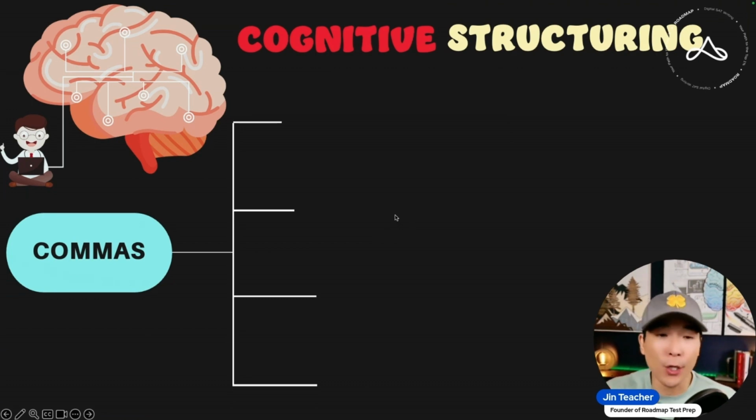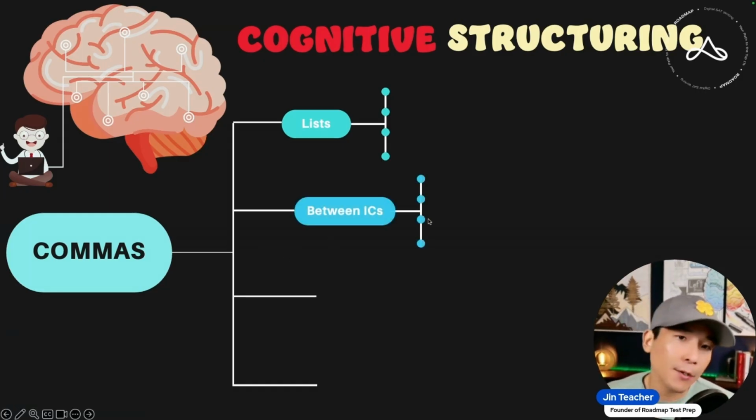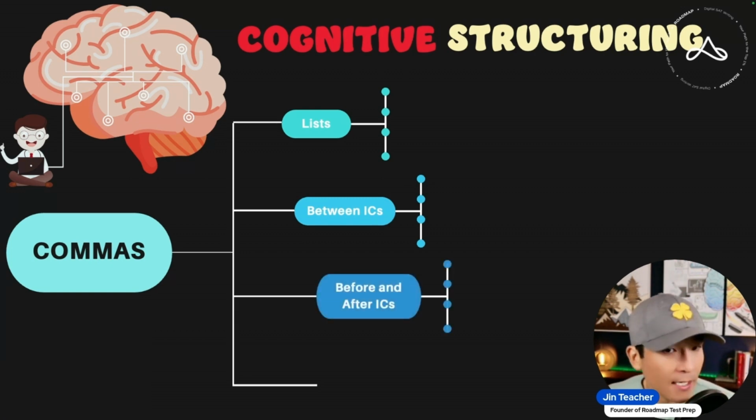Well, instead of just learning comma rules really randomly, you want to group commas based on buckets. I call them buckets or kind of categories, right? So one of those categories would be commas in lists, right? Because one of the ways that you use commas is to separate items in a list, to separate words in a list, right? So that's one bucket or one group. You can also use commas when you're dealing with information between independent clauses. Okay. The third bucket is commas before and after independent clauses.